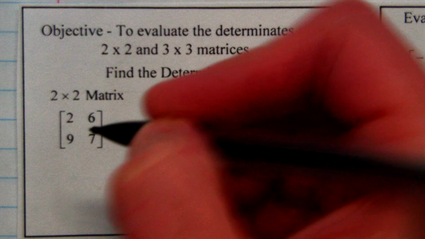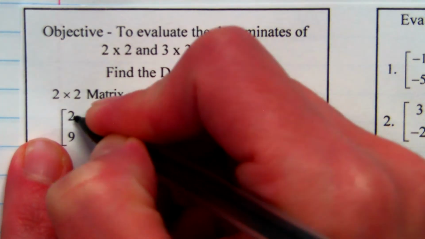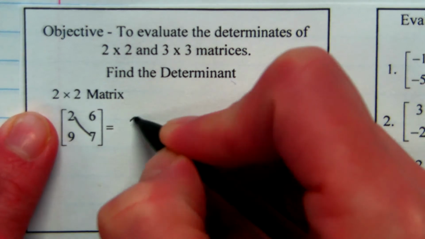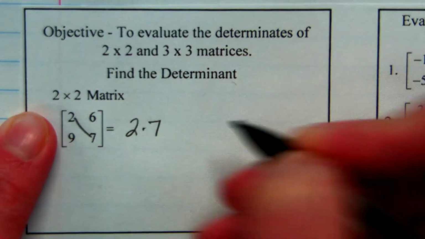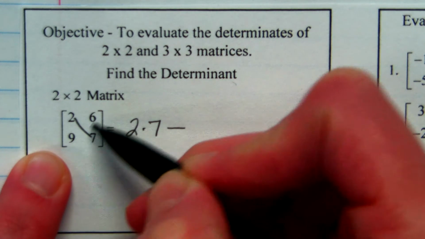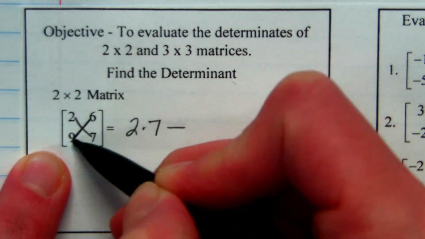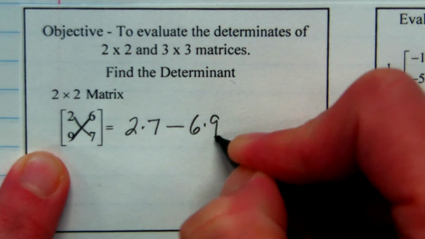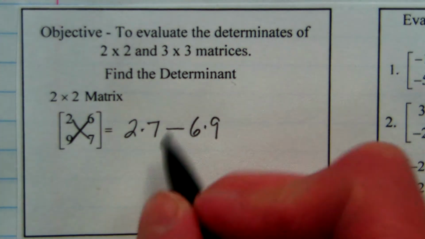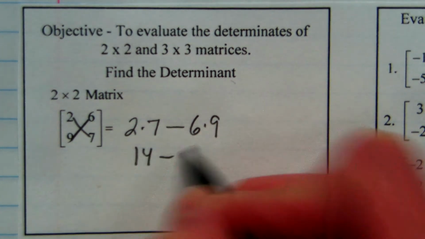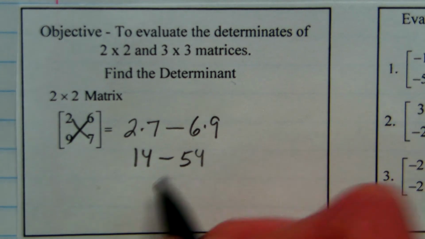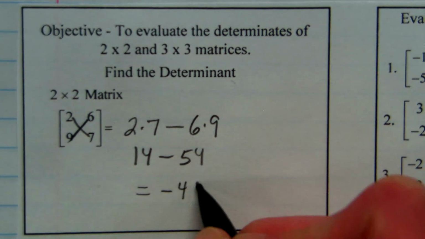You start from the upper left hand and go down to the lower right hand like this, and we multiply those numbers. So 2 times 7. And then you subtract these two numbers multiplied together, which would be 6 times 9. And this is how we get our single determinant number. So 2 times 7 is 14. 6 times 9 is 54. So 14 minus 54 is negative 40.